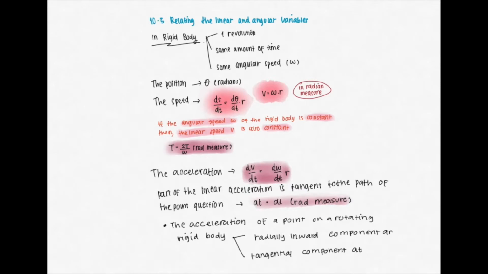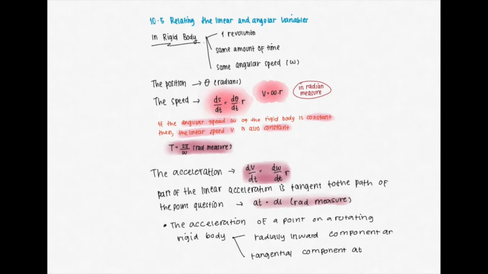So, in 10.5, relating the linear and angular variables, there are three conditions in a rigid body. The first one is one revolution. The second one, it has the same amount of time. And the third one is it has the same angular speed, or omega.